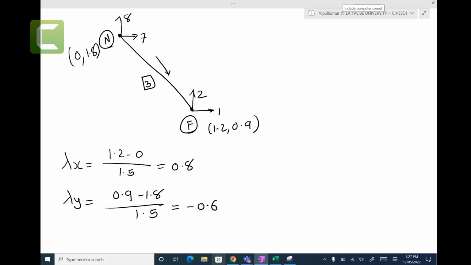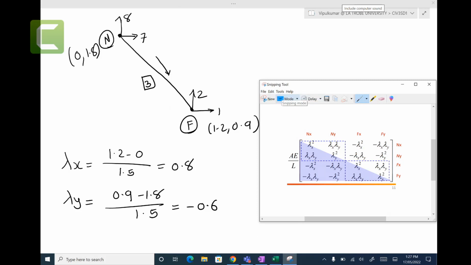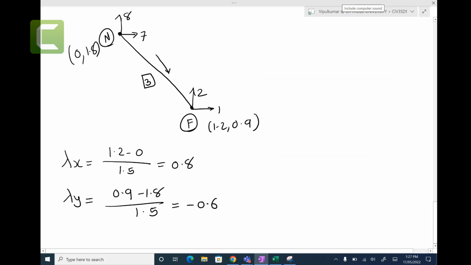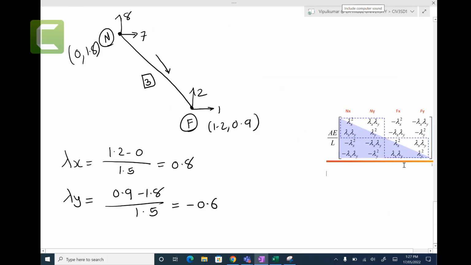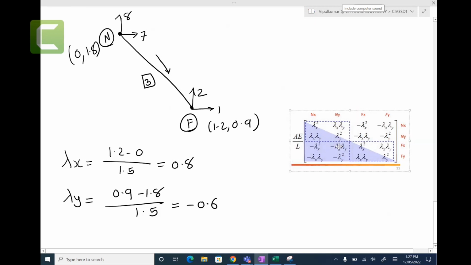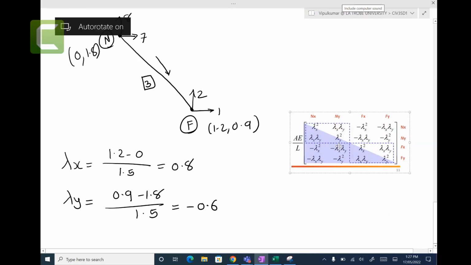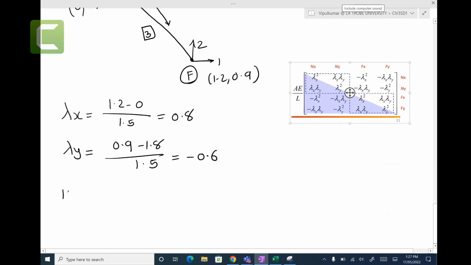Okay, so now we have lambda x and lambda y, and then we can just put that in. This minus sign will be helpful. Helpful meaning that it will clear up one very important concept, and I will show you what that concept is. Now K3, capital K3, is AE over 1.5 length. Look at this minus sign that you have here. This minus sign is outside of lambda x.